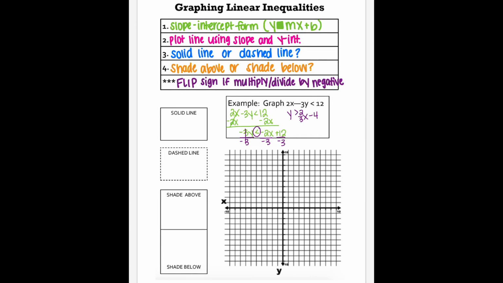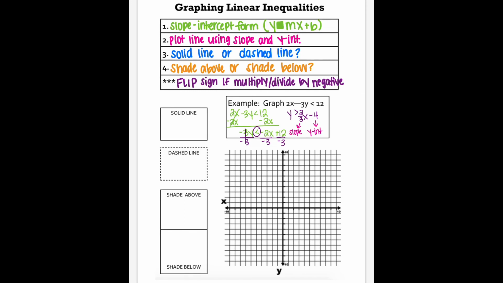So now we have this in the form y equals mx plus b. It's in slope-intercept form at least. There's no equal sign. But we do have it in slope-intercept. So we need to remember that when we go to plot this line, our y-intercept is the negative 4 and the slope is the 2/3.